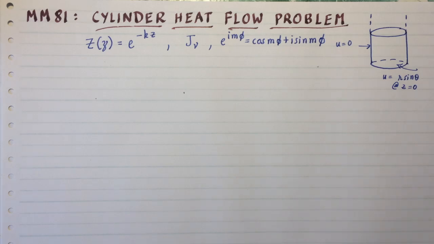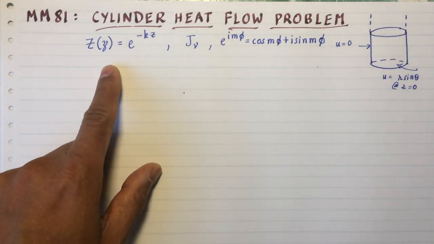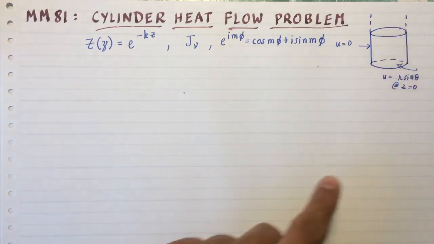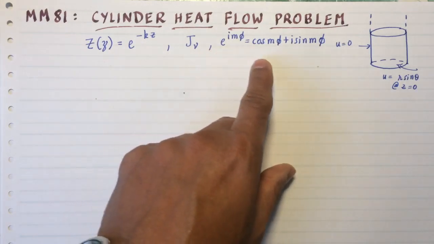So we have a concrete example of the setup that we saw in the previous video. If you have not watched that video, please go watch MM80 before seeing this one. I've shown in that video how the general solution can be written in terms of an exponentially decaying solution for a semi-infinite cylinder, which this is. A combination of J nu and N nu. In this case, we just have J nu.